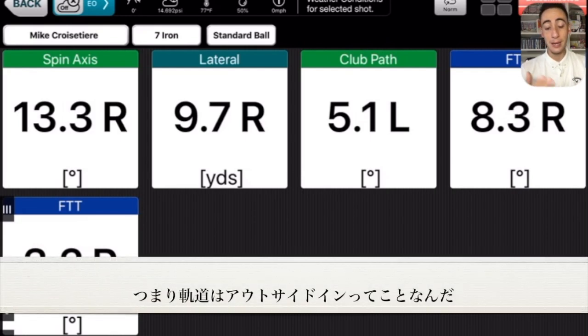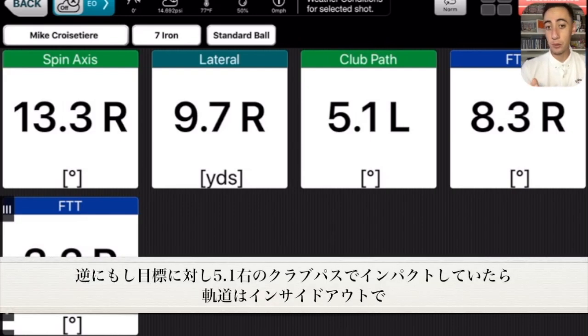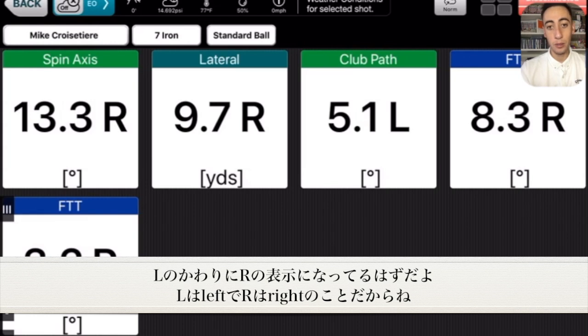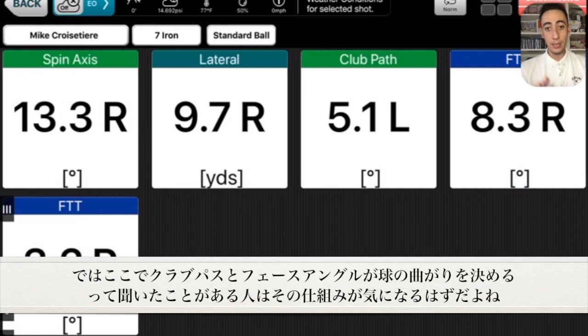That means that is an out to in club path. If he had been swinging 5.1 degrees to the right of the target line, that would have been an in to out club path, and that would have had an R as opposed to an L there. So L is to the left, R is to the right. Now you're probably thinking, hey, Kiwi Coach, I've heard you say before that club path and face angle create your curvature. How does that work out?